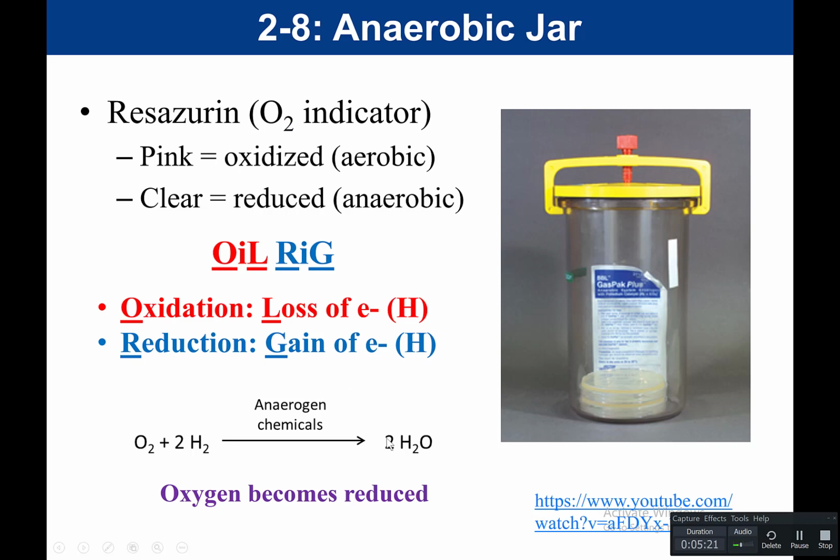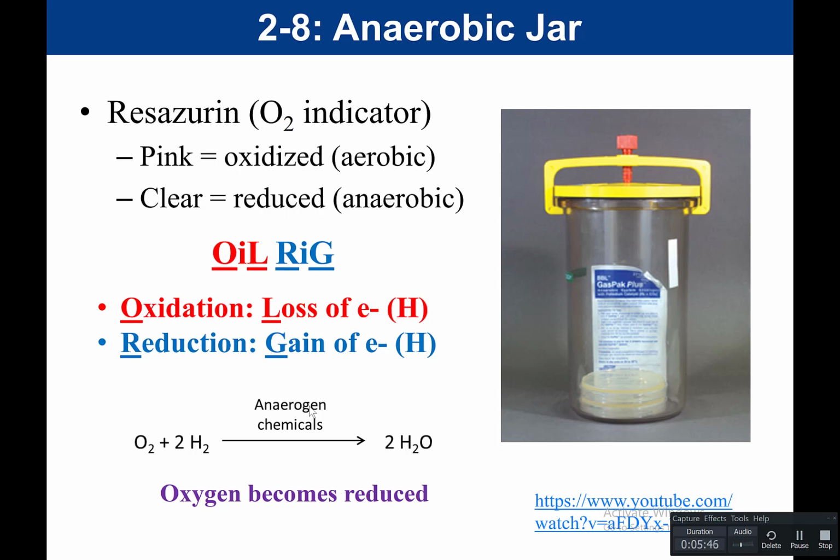Now, when it does that and it's in this sealed chamber, what that does is any O2 that was present is now reduced to form water. And now our jar is anaerobic, right? There's no more oxygen in the jar. And so the condition in that jar would now be anaerobic. And so these anaerogen chemicals are there to make that jar anaerobic.